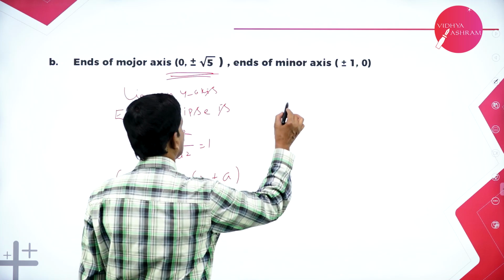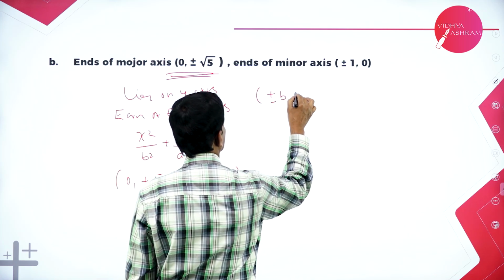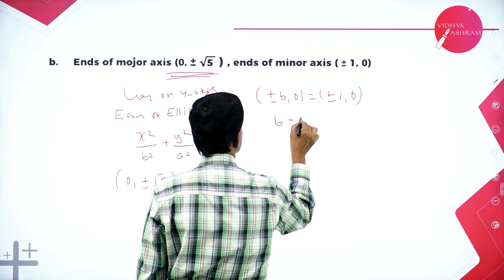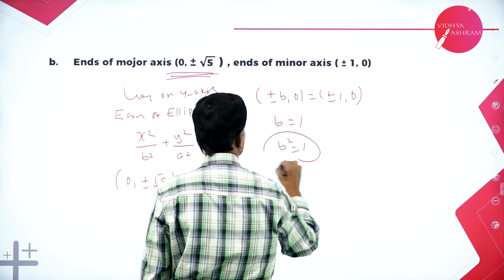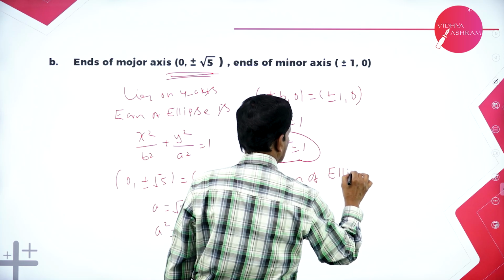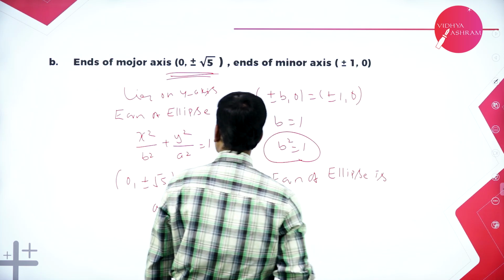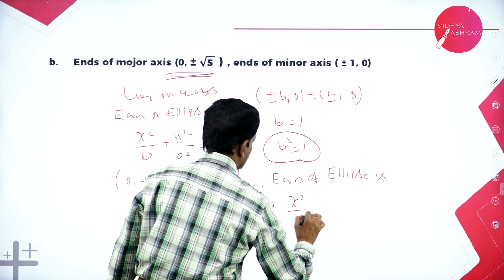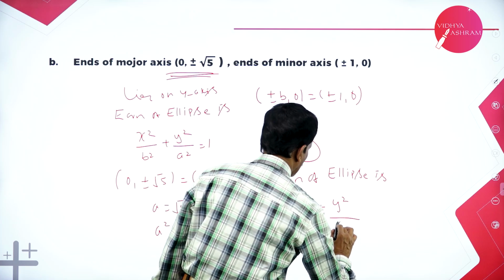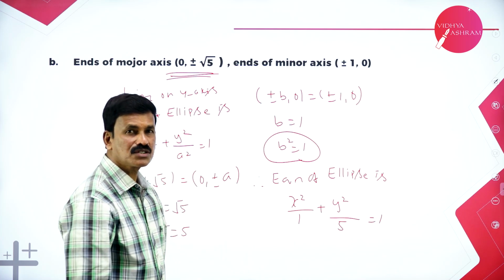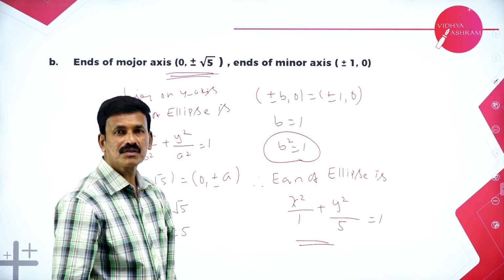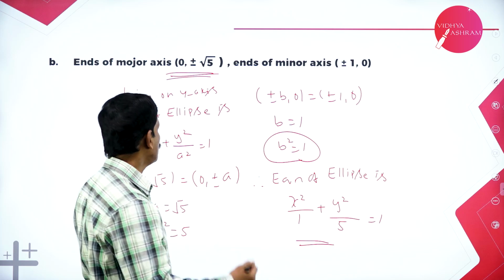And what is given? The minor axis, plus or minus b, 0 is equal to plus or minus 1, 0. So b is equal to 1, b square is also equal to 1. So therefore the equation of the ellipse is x square by b square, which is 1, plus y square by a square, which is 5, is equal to 1. So x square by 1 plus y square by 5 is equal to 1 is the required equation of the ellipse. Hope you followed. Now move on to the next problem.